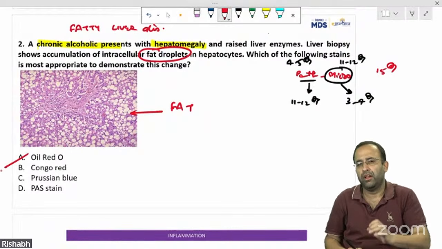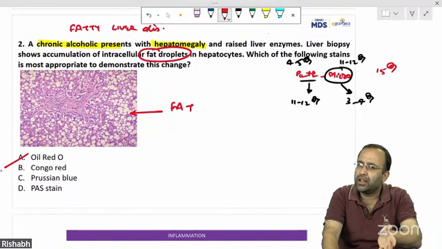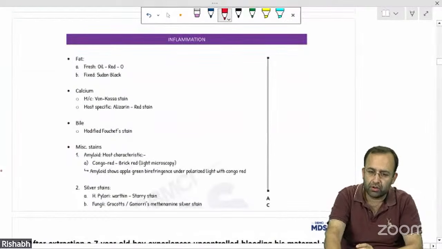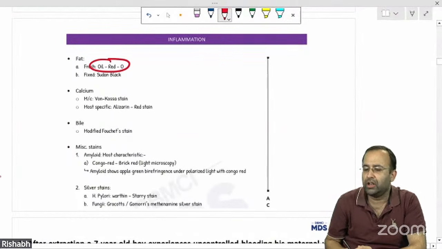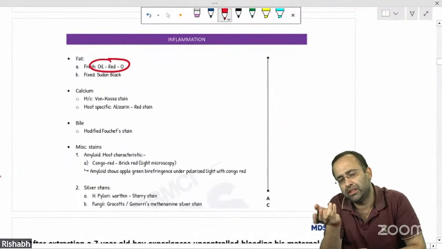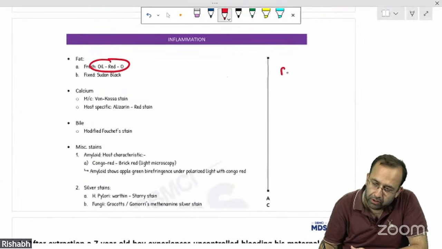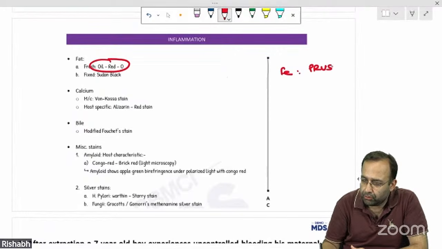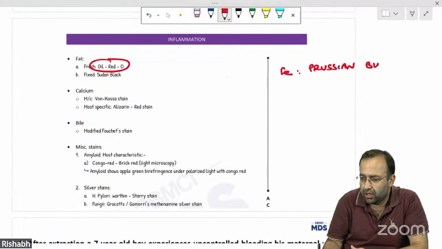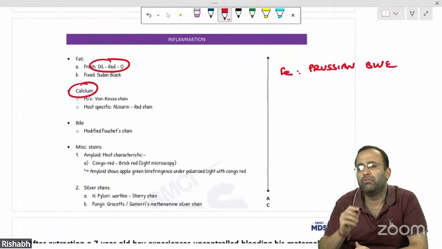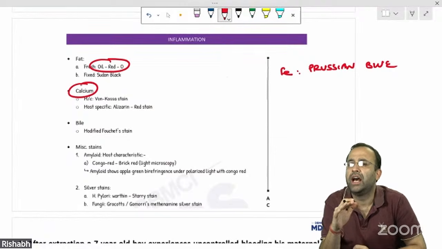Oil red O. We always stress this; even in INI-CET you have had one or two questions on stains. Fat: Oil red O for fresh fat, Oil red O for fixed, Sudan black. There was another stain question where iron stain was asked, Prussian blue. I have put that question. So stains: calcium, most common is von Kossa, specific is alizarin red.